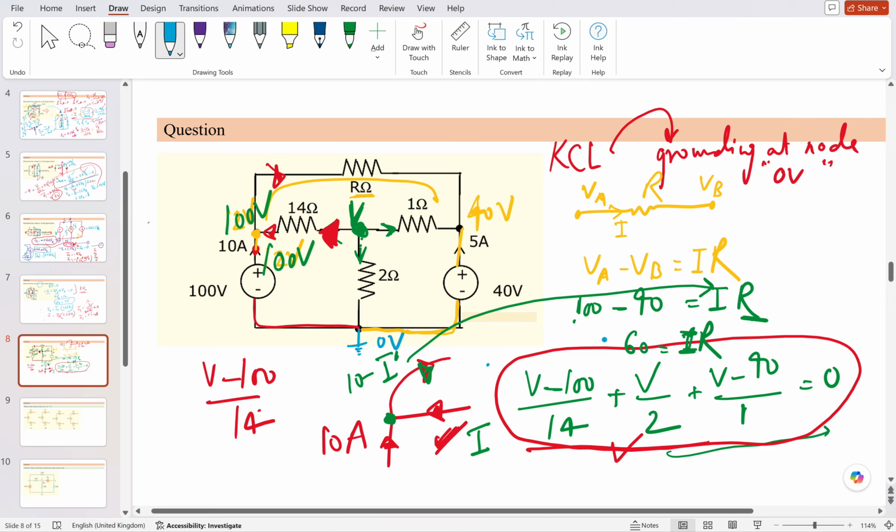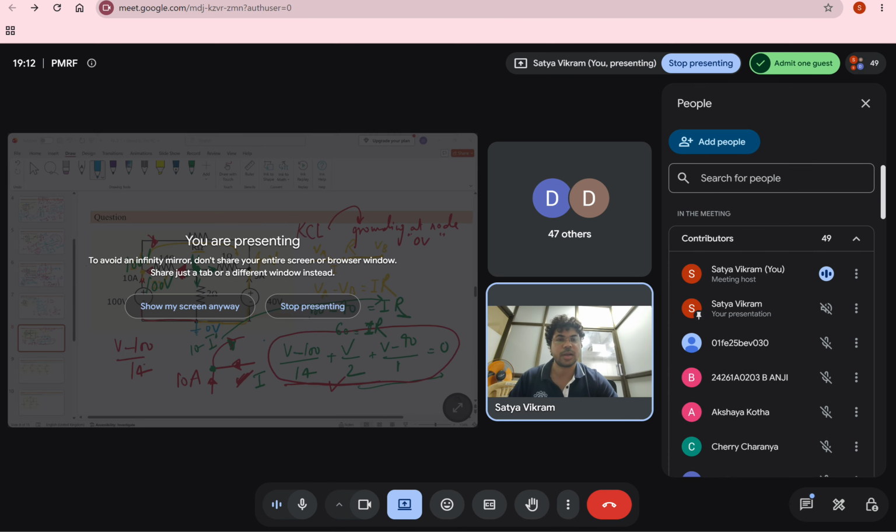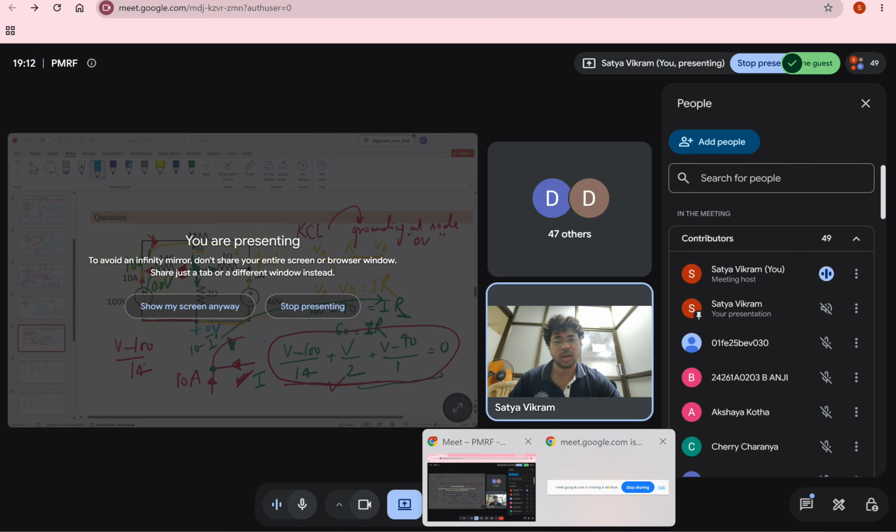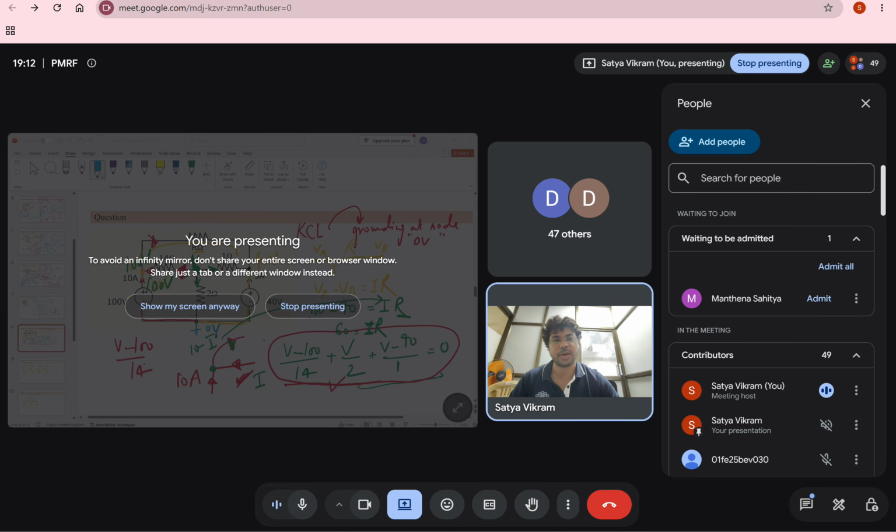You just have to make some observations on how the circuit can be calculated easily. Certain reductions will be possible, certain things will be possible. So you just have to do certain observation and make sure that the circuit gets reduced.